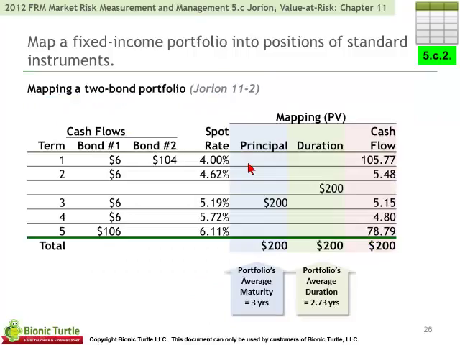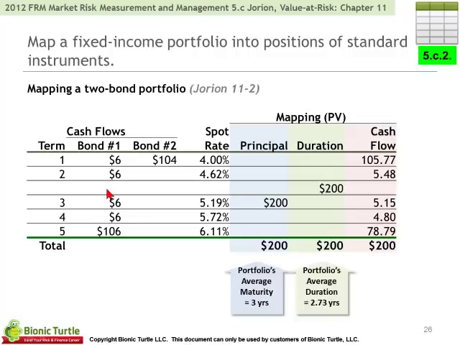So in his example of a 2-bond portfolio, this is Jorion 11.12, in this 2-bond portfolio we have 5-year terms. The compounding or coupon payout is annual, so that's a change from Tuckman. Another one of those stylistic changes that we have to cope with. In Tuckman, all the coupons are semi-annual. Jorion here is using annual coupons.